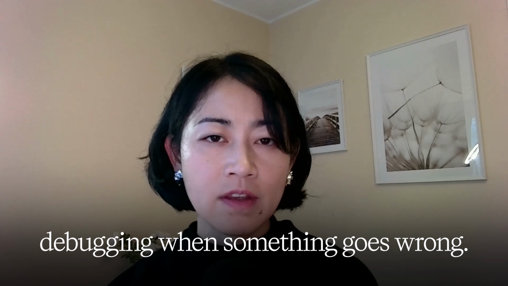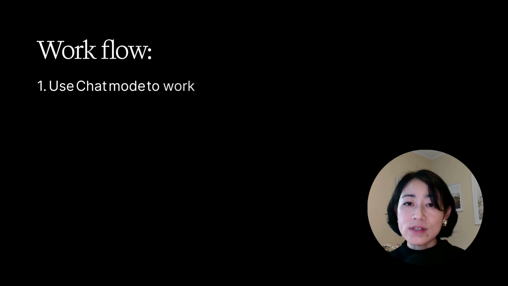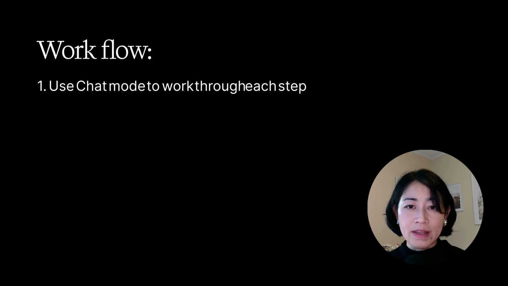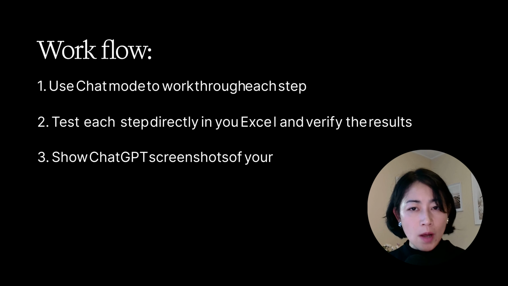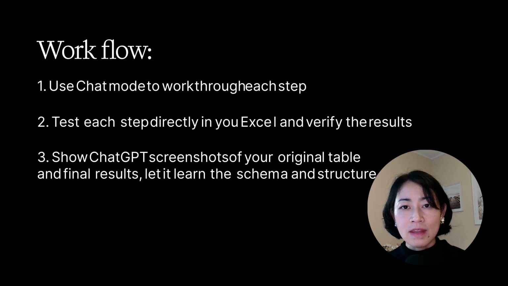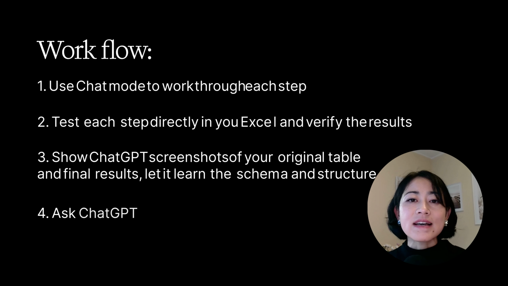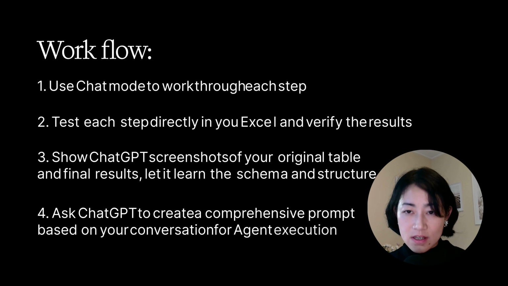The key here is being able to judge whether the results are correct or not, and knowing how to debug when something goes wrong. So here is the flow for creating prompts using the chat mode. First, use the chat mode to work through each step of your process, and then test each step directly in your Excel and verify the result. Then show ChatGPT a screenshot of your original table, which is your input, and your final result, and let it learn the schema and structure. Last, ask ChatGPT to create a comprehensive prompt based on your conversation for the agent execution.